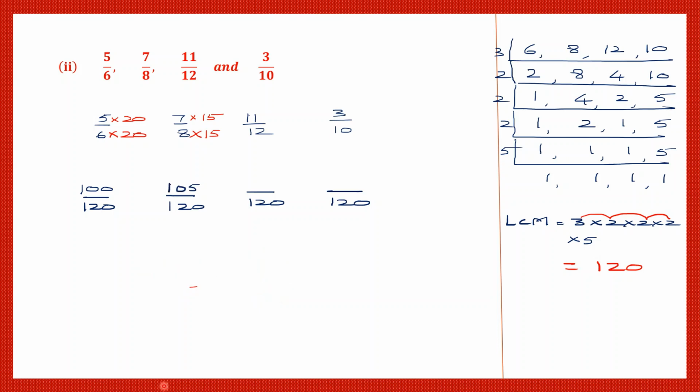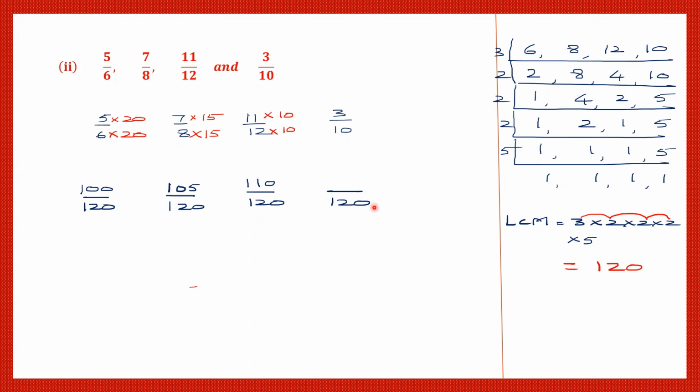Now let's go to the third fraction. Here the denominator is 12. 12 into what is 120? 12 into 10. So let's multiply this by 10. That means we need to multiply 11 also by 10. 11 into 10 will be 110. So 110.